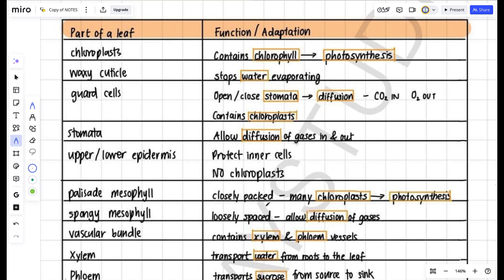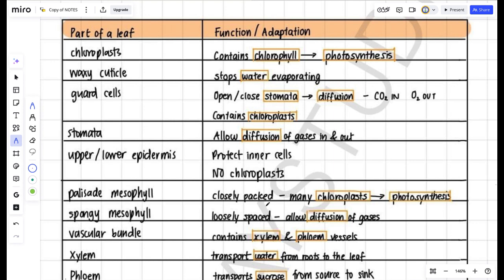Now let's talk about the palisade mesophyll layer of the leaf. The cells are very closely packed, as I've talked about earlier on, and they have so many chloroplasts. As a result of that, it enables photosynthesis to take place. So photosynthesis is taking place in the palisade mesophyll layer of the internal structure of the leaf. Take note of this for multiple choice.